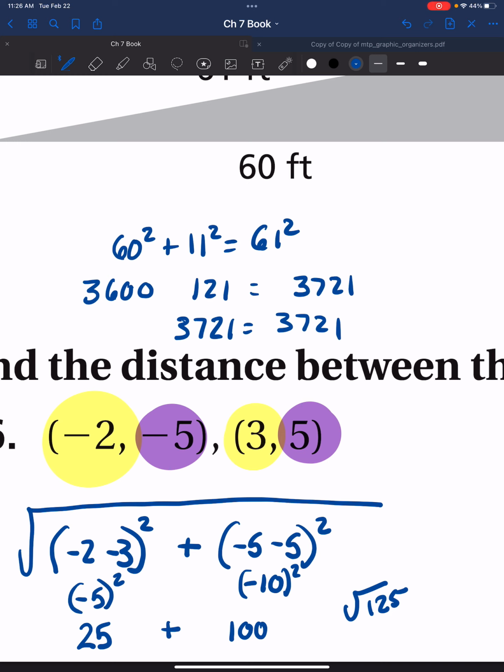So then what did we learn? If it's something that's not pretty, what do we do? We just keep it just like that. The distance equals the square root of 125. Technically, what that means on the coordinate plane is those 2 points are about 11 units away. Okay? Let's do the next one.